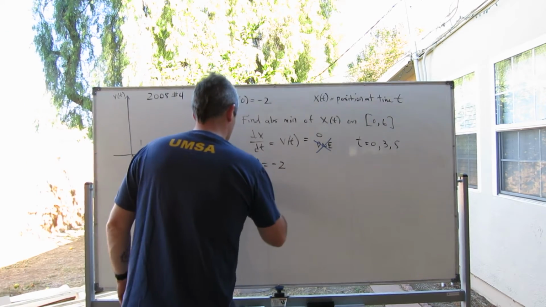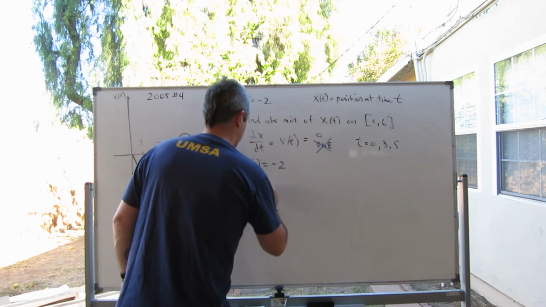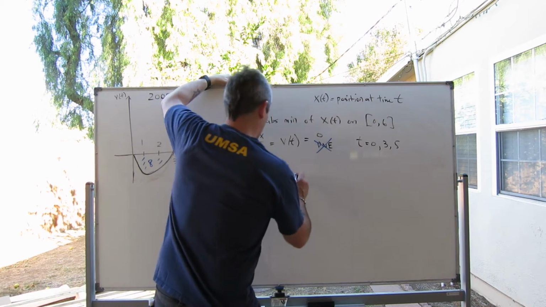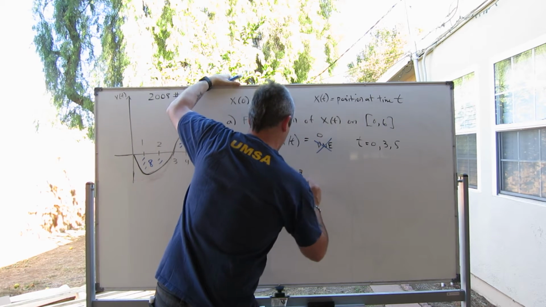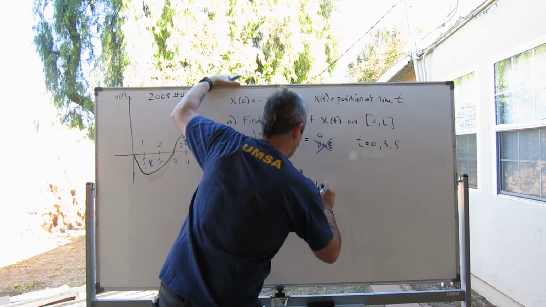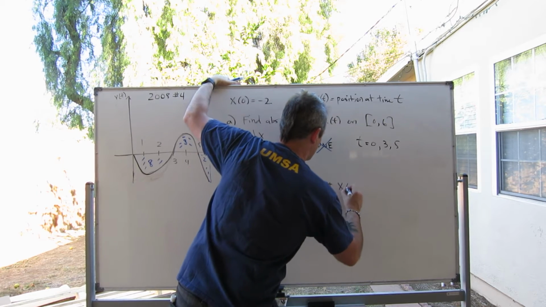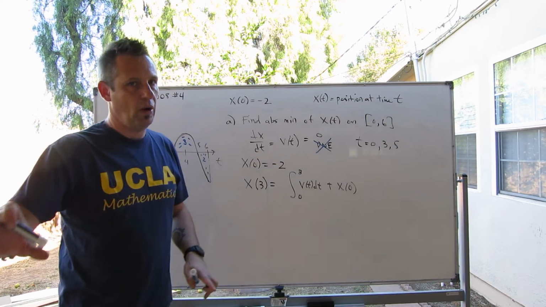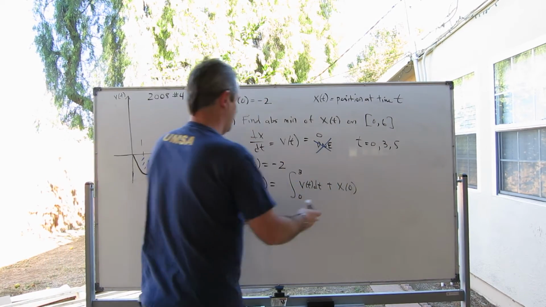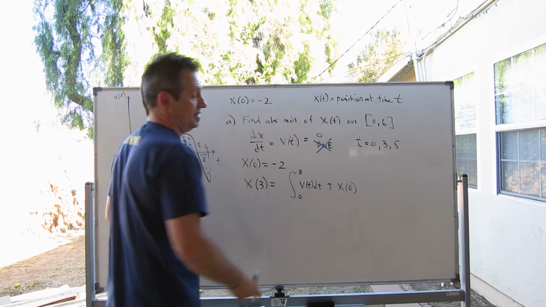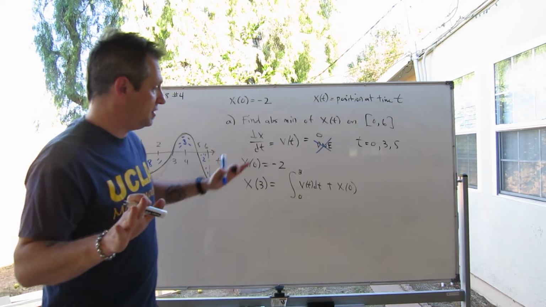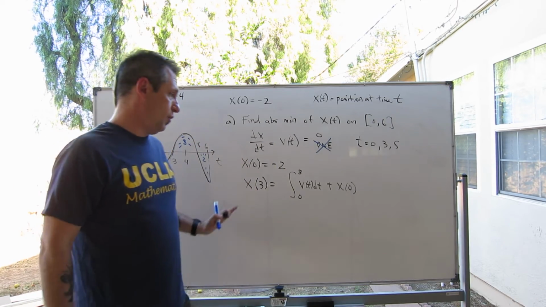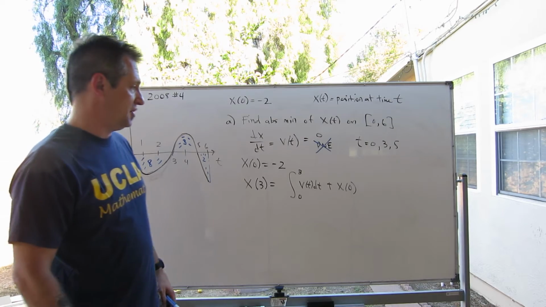x of 3. Well, how can we figure out what x of 3 is? Well, x of 3 is the integral from 0 to 3 of the velocity plus x of 0. You can see this, we do this quite frequently. If I move this to the other side, you should see that x of 3 minus x of 0, which is the displacement, equals that integral, just by the fundamental theorem of calculus. So all I'm doing is moving that x of 0 to the other side.